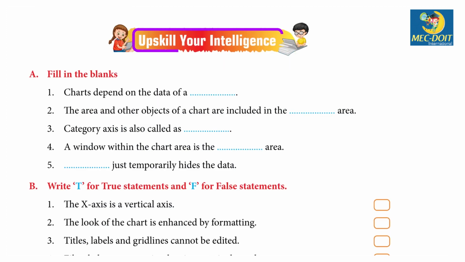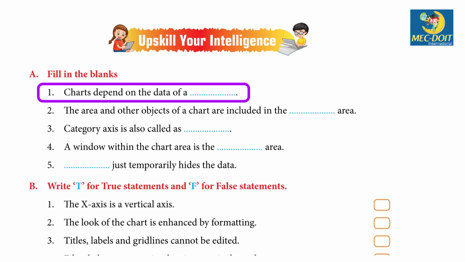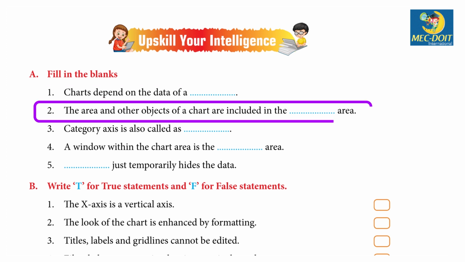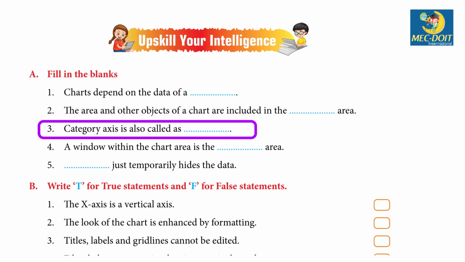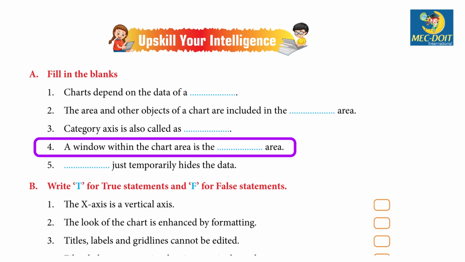Upskill your intelligence. A. Fill in the blanks. 1. Charts depends on the data of a dash. Answer: worksheet. 2. The area and other objects of a chart are included in the dash area. Answer: chart. 3. Category axis is also called as dash. Answer: x-axis. 4. A window within the chart area is the dash area. Answer: plot.